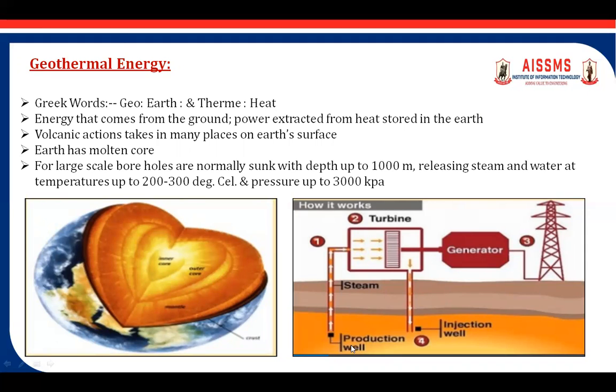and by means of the generator, the electricity is produced. As we know, if we go deeper, about 1000 meter, steam is available inside the earth, and the temperature of the steam is about 200 to 300 degrees Celsius, and the pressure is 3000 kilocalorie. So that energy is utilized to produce electricity. That is how the geothermal power plant works.